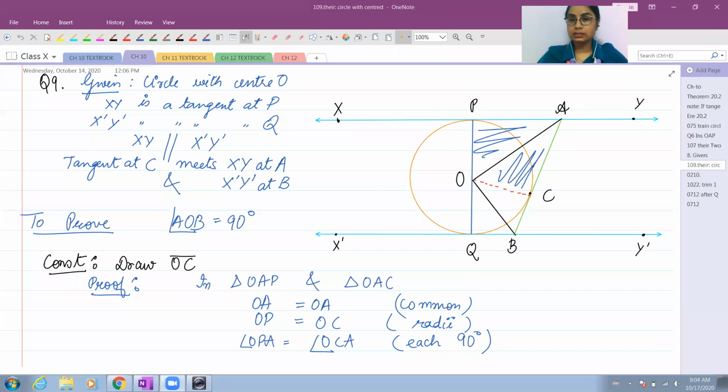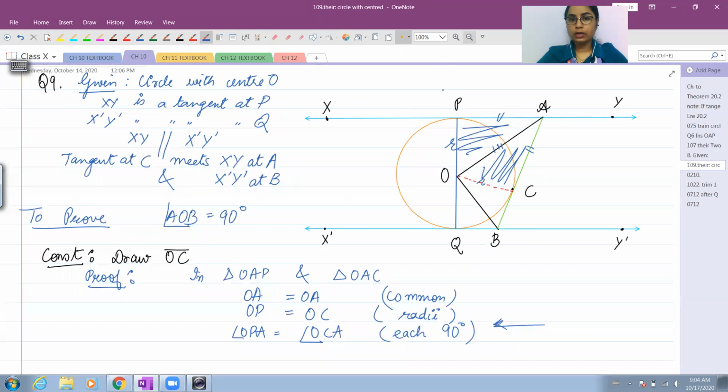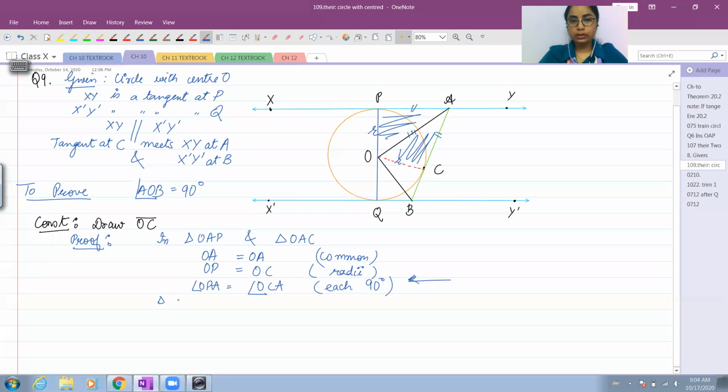You could also use SSS, because right now you are aware that the tangents drawn from external point are equal. So PA will be equal to PC. Then this is your common side, and this being the radius will be equal. So you can also do this by SSS. I have taken the perpendicular at point of contact over here. So I'll be using RHS rule and the triangles will be congruent. And once the triangles are congruent, triangle OAP is congruent to triangle OAC by RHS rule.